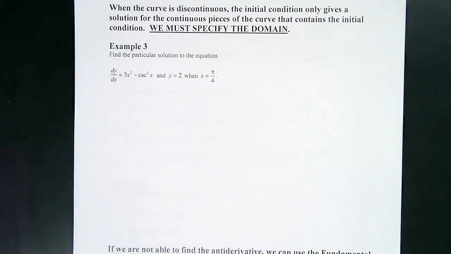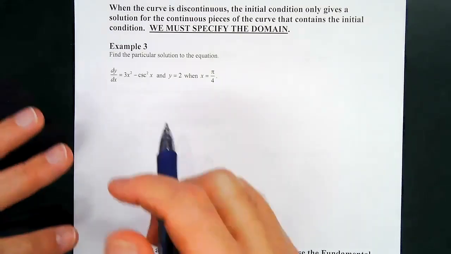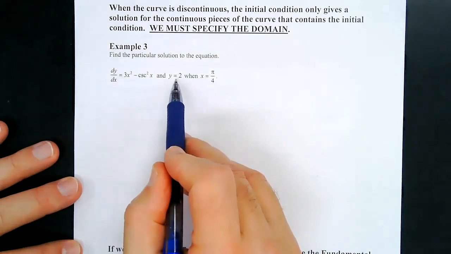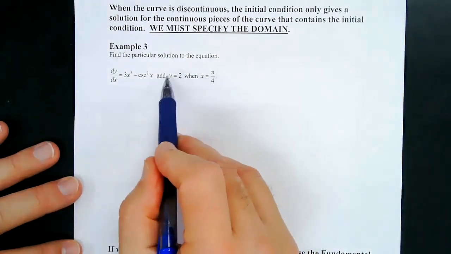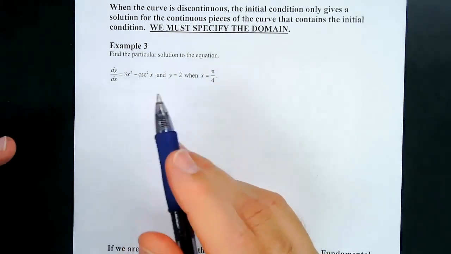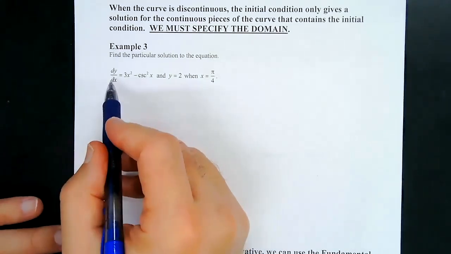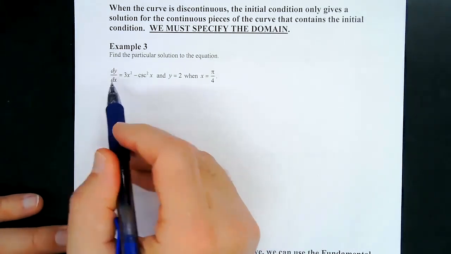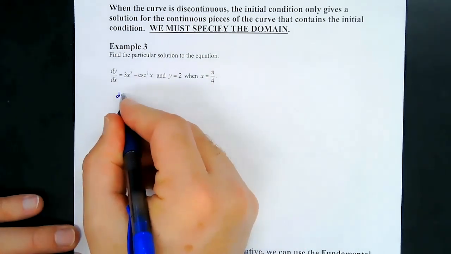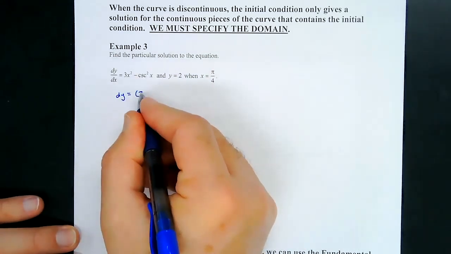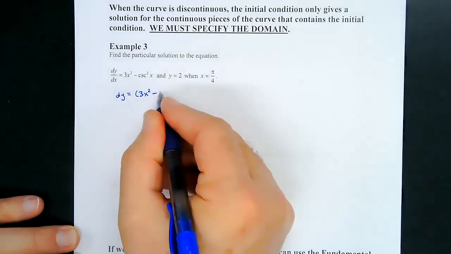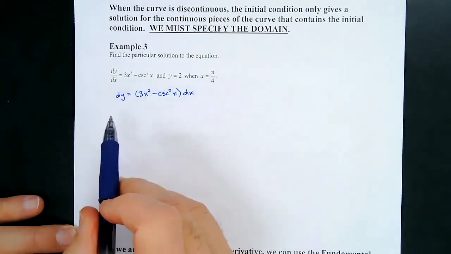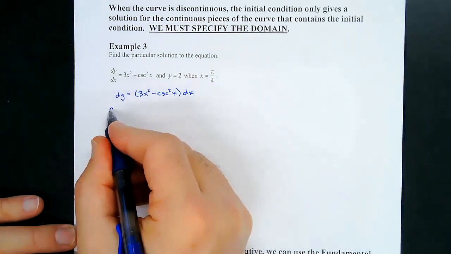All right, we're going to approach it the same way. So here we want to find the particular solutions, and we know that when x equals pi over 4, y is equal to 2. So that's an input and an output. That's going to allow us to figure out what the c value is. Okay, so right off the get-go, I'm going to get dy by itself. So I'm going to multiply both sides by this dx. So dy is equal to parentheses 3x squared minus cosecant squared x, and then dx. And then we're going to have to integrate both sides.